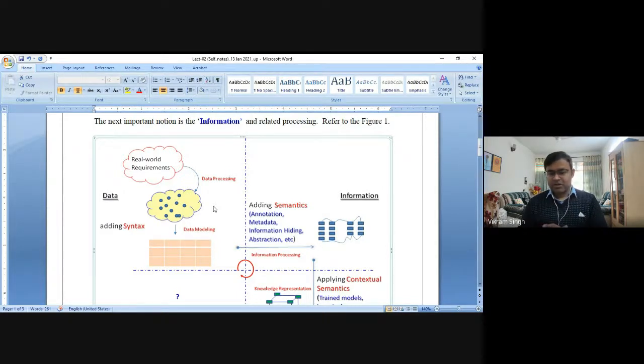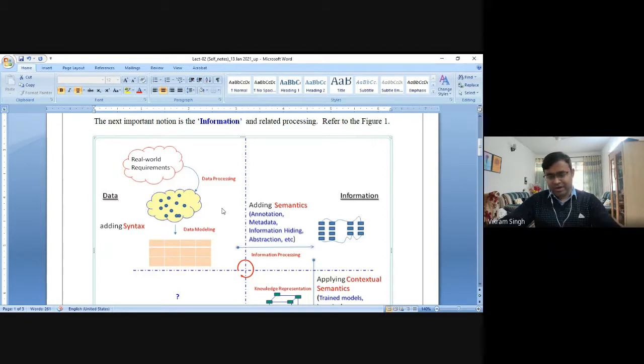Data processing. So we are in the very first quadrant, where the real world requirements are the input and the output is data, right? And data naturally is organized in a structured representation or structured storage manner. The purpose of data processing and modeling, and of all activity performed in the very first quadrant, is to add the syntax. Basically we are providing some kind of syntax or structure for the data which is captured, right? That is the only motive of this first quadrant processing.